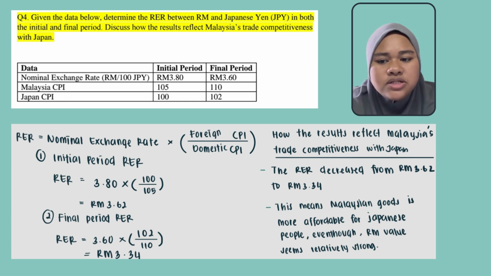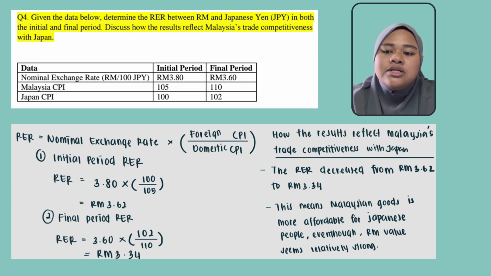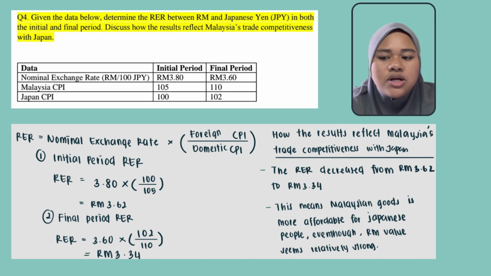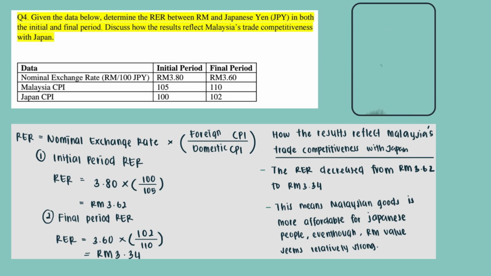This means that Malaysian goods become cheaper relative to Japanese goods. Thus, it increases Malaysia's trade competitiveness. Malaysian exporters may benefit from this change as their products become more attractive in the Japanese market. In other words, Malaysian goods are more affordable for Japanese people, even though the RM value seems relatively strong.